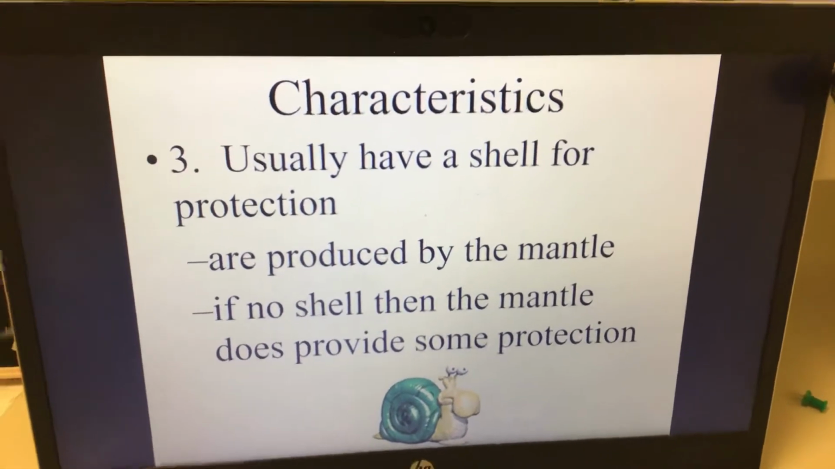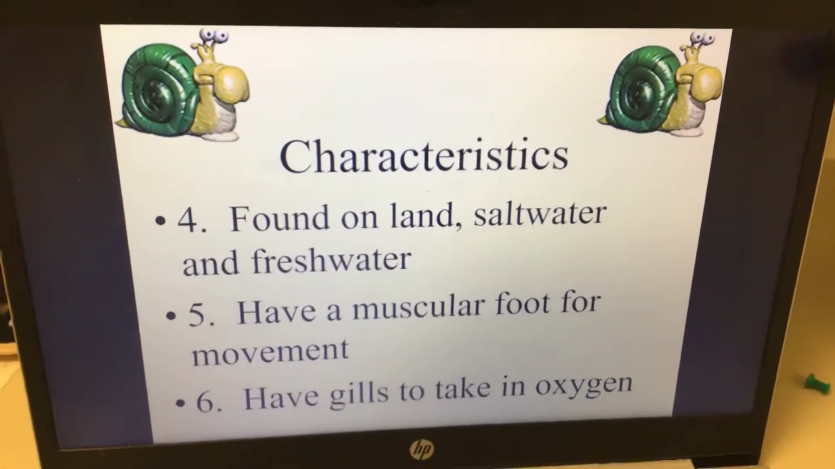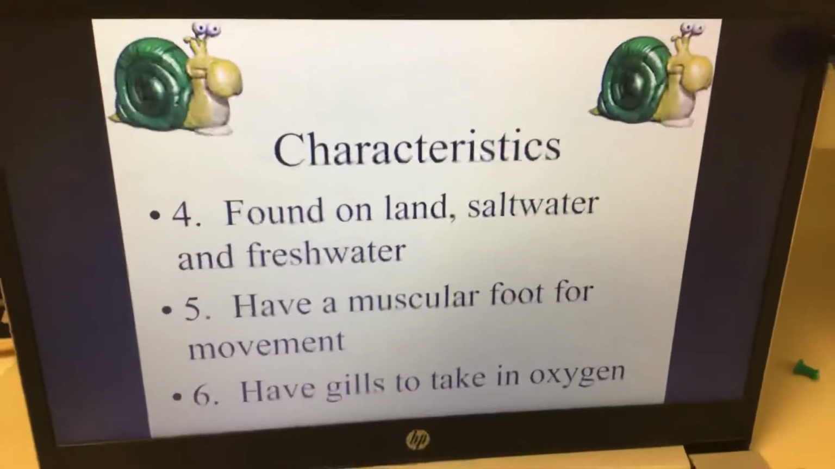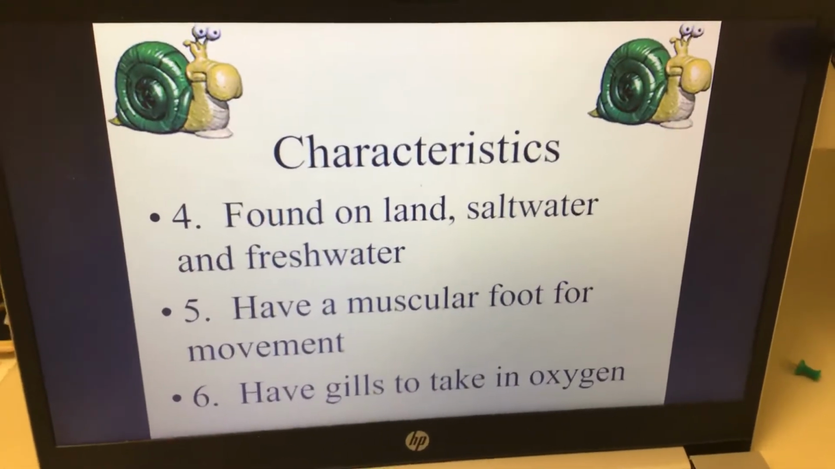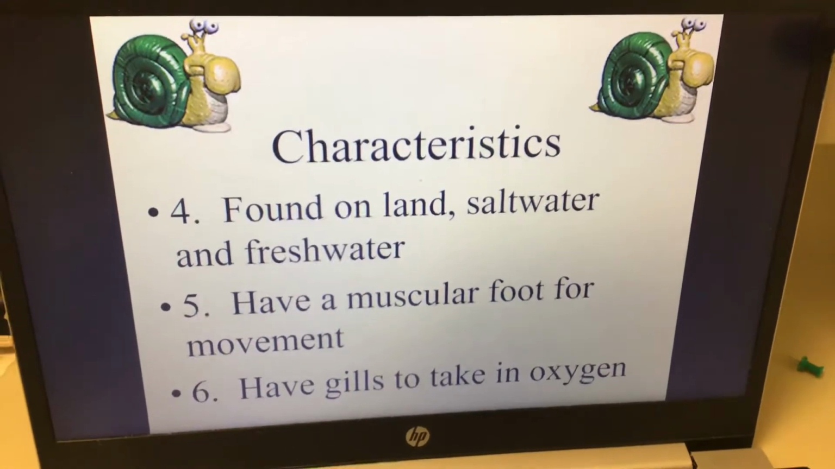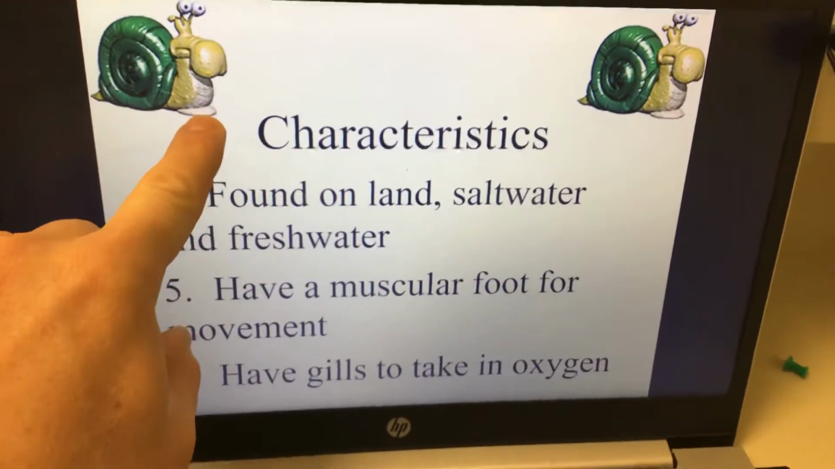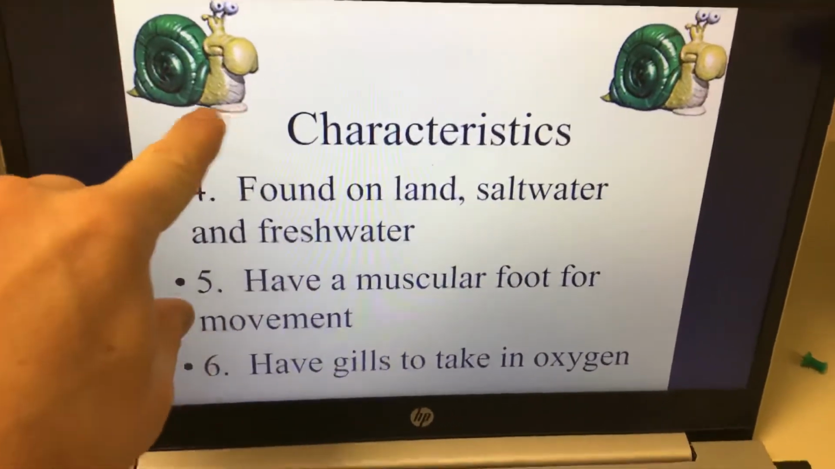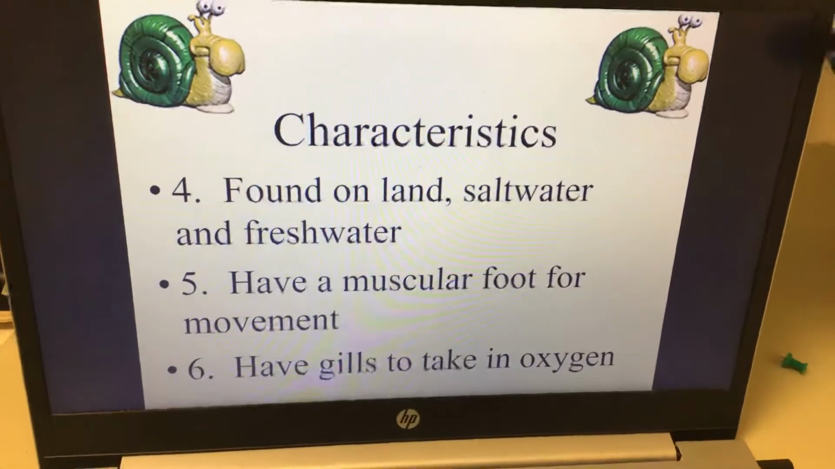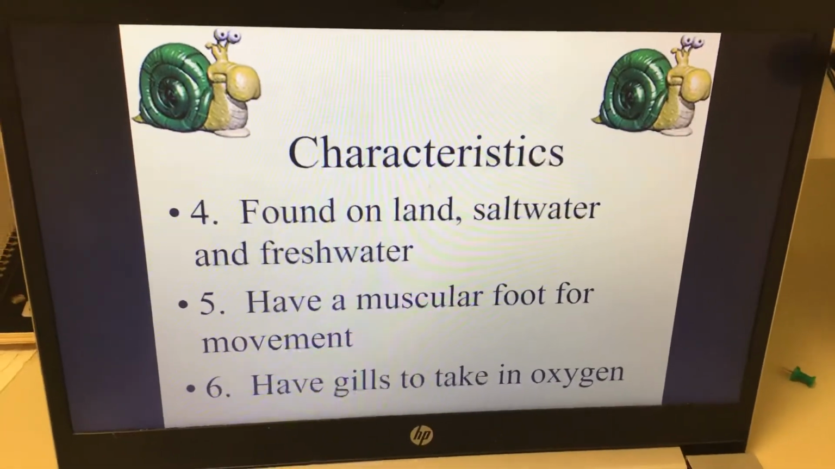So most of them have a hard shell. They can be found on land, saltwater, and freshwater. Basically, you can find them anywhere. Most of the time, it's wet areas. They have a muscular foot for movement. This little thing right here would be called a foot. That kind of helps pull them along. They have gills to take in oxygen. So instead of lungs, they have gills.